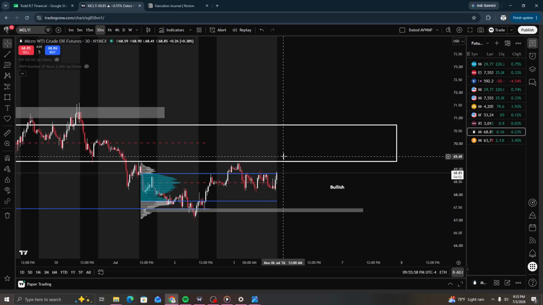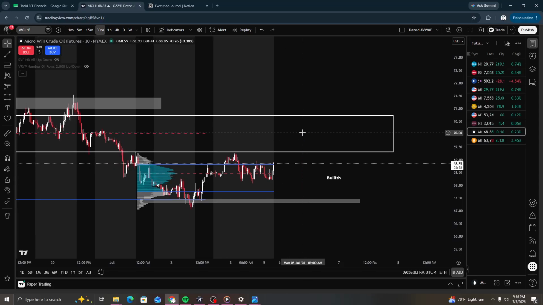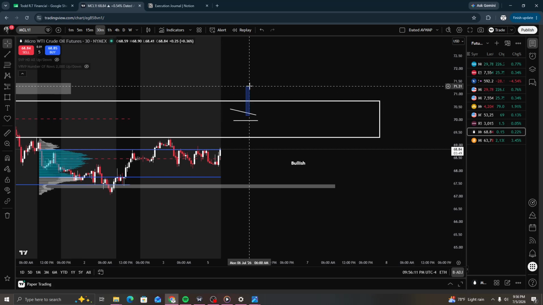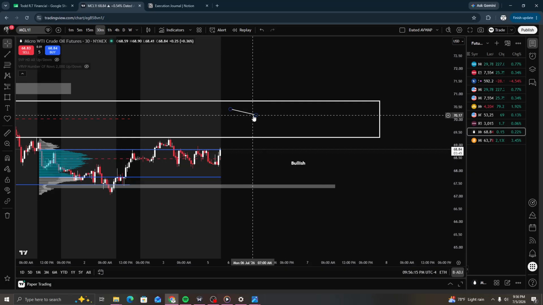But if we were to come in here, chop around, and then get a move higher maybe on Tuesday or Wednesday, I would be looking for the minute chart to get that compression. Boom. And up to here. And then I'm out. Okay. Crude oil, bullish.